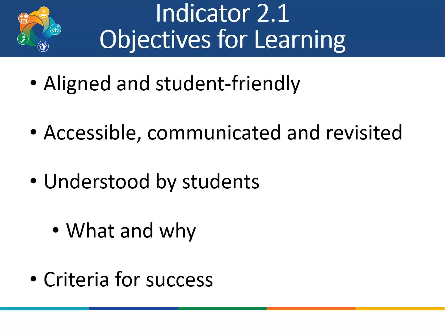Lastly, high-quality objectives for learning are accompanied by criteria for success. Criteria for success is a key function of objectives for learning. Criteria for success help students know if they are on track to mastering the objective and what else they might have to learn to come to mastery.